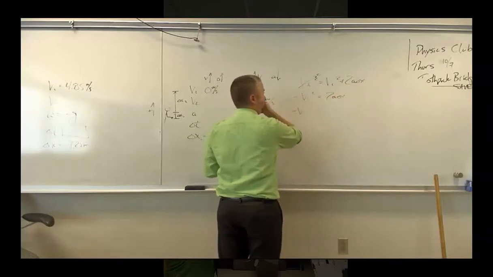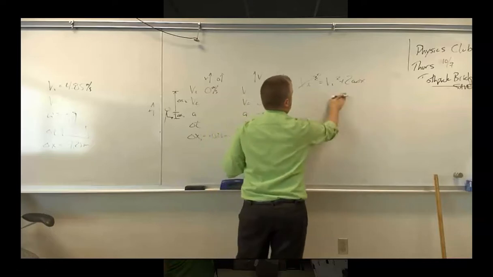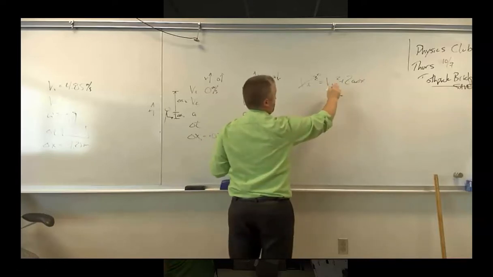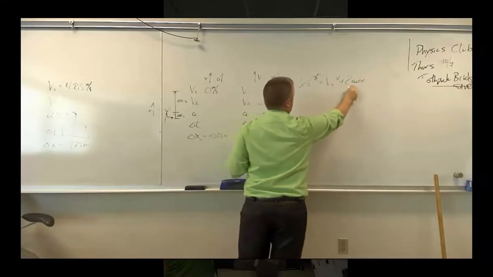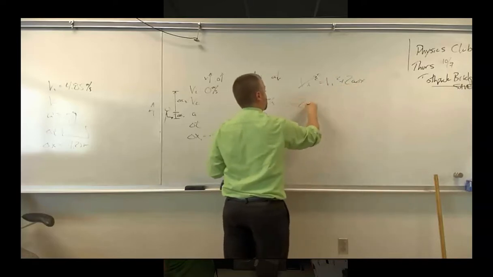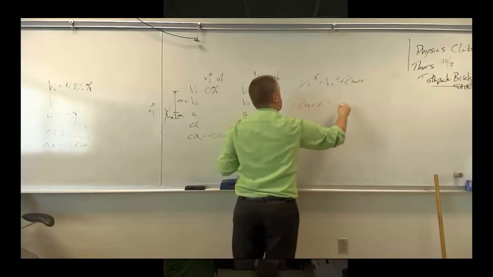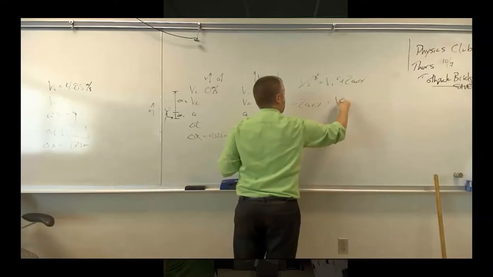Well, that's not correct. Okay, my apologies. I'm trying to get vi. I was trying to solve something else right now. I'm going to subtract 2a delta x on the other side, and then square root vi.